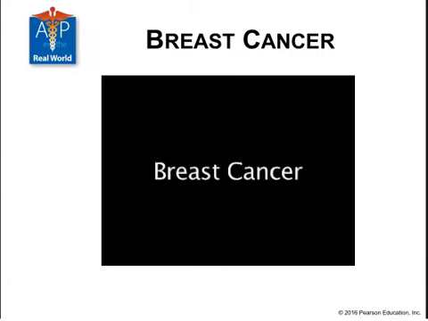Now, because of the breast's proximity to axillary lymph nodes, we worry about breast cancer. It's very easy for metastatic tissue to move from breast tissue into the lymphatic system and from there use that as a transport mechanism to move throughout the body. So let's take a listen to breast cancer.